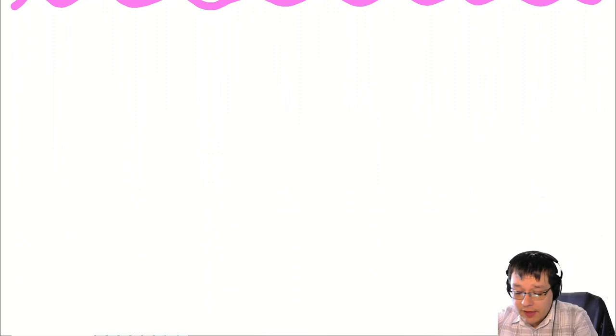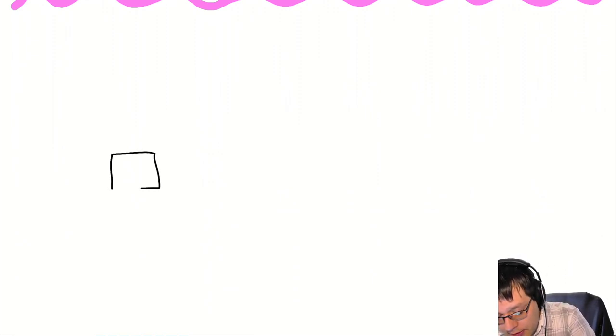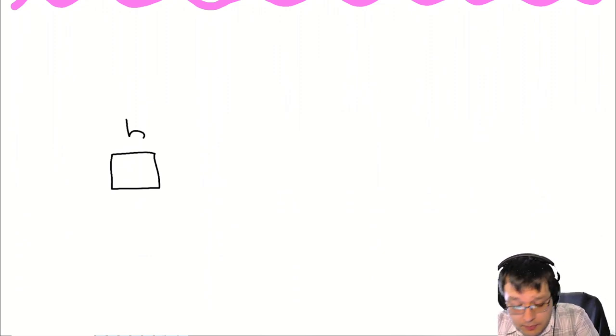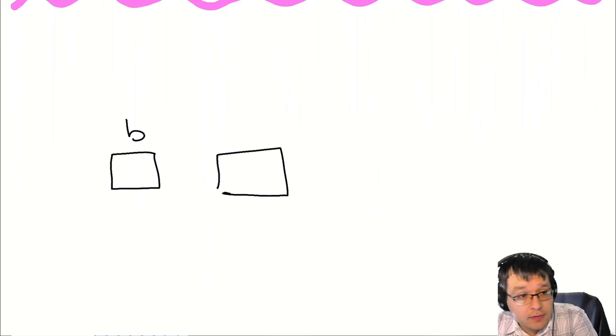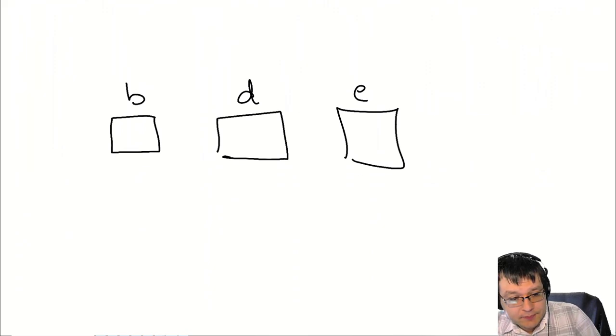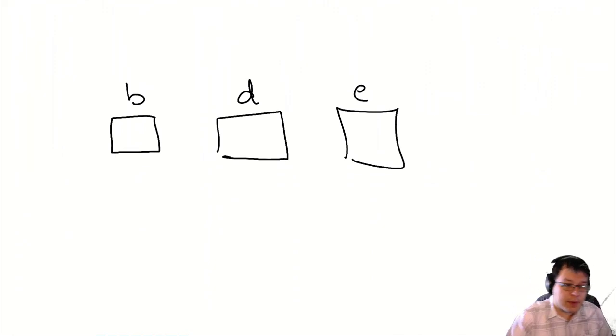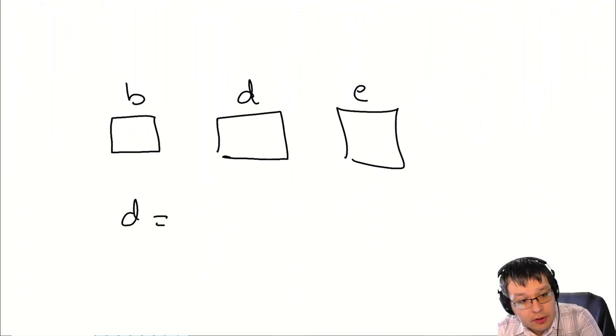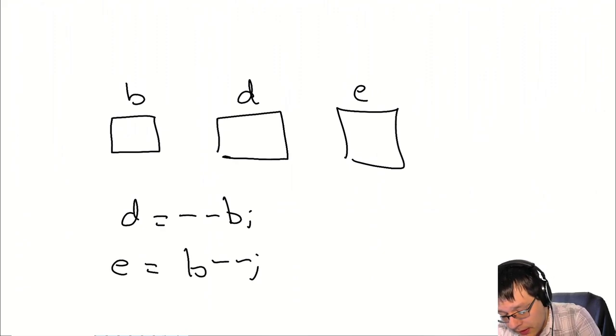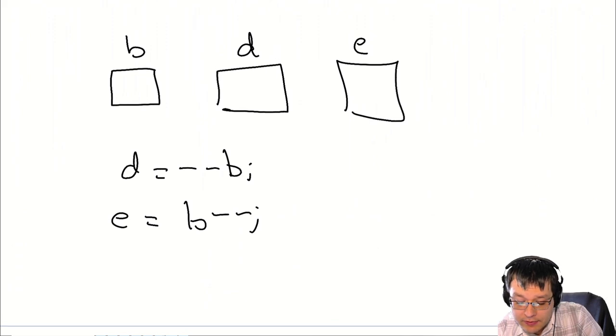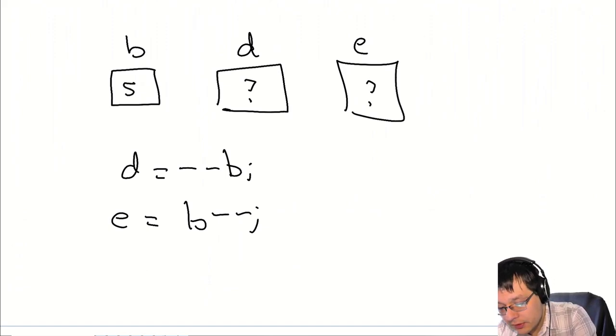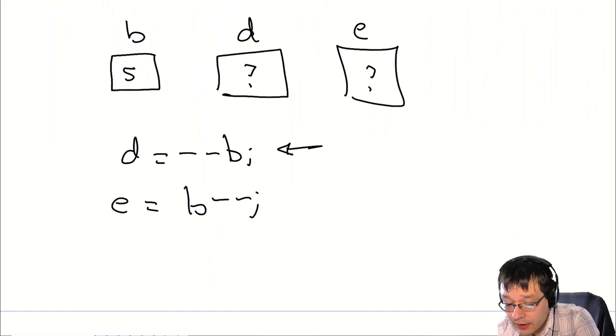The logic here is that somewhere in memory, there's a little square that is the variable of B. And there's a little square that is the variable of D and E, okay? And so the two lines of code that we have are D equals minus minus B, and then we have E equals B minus minus, okay? And so what happens is you start out with a 5 here, and then these have nothing on them. They have garbage.